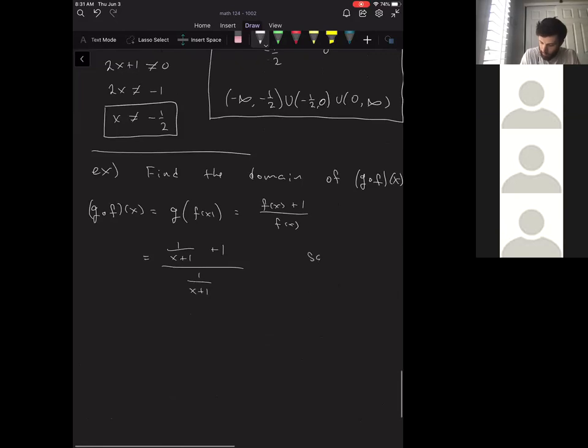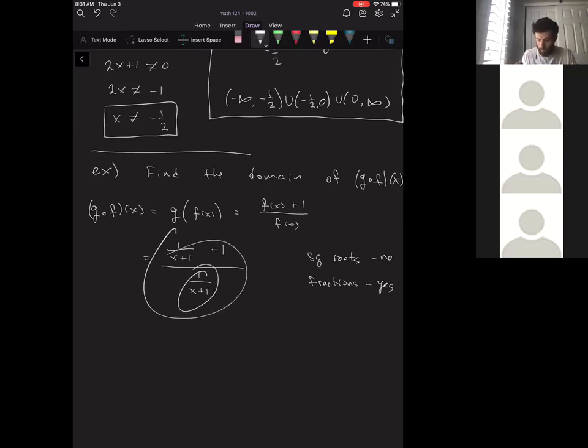Again, the things that we're looking for in a domain are square roots and fractions. No square roots here, so nothing to worry about, but we do have fractions. So this fraction's in multiple places. This entire thing's a fraction, and here's the bottom of that fraction, 1 over x plus 1. So 1 over x plus 1 is not allowed to be 0.